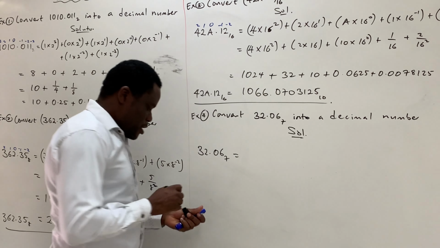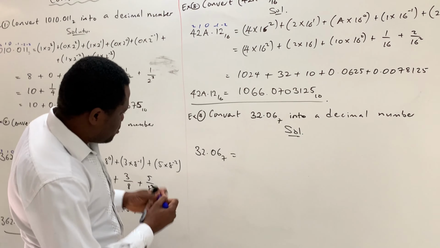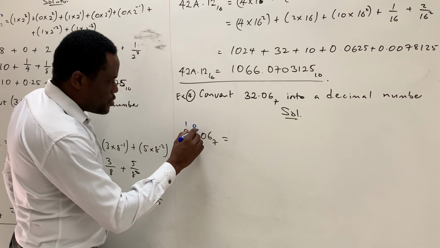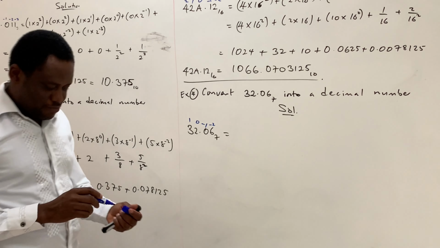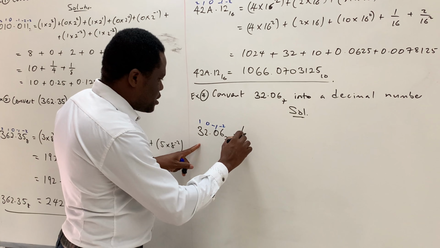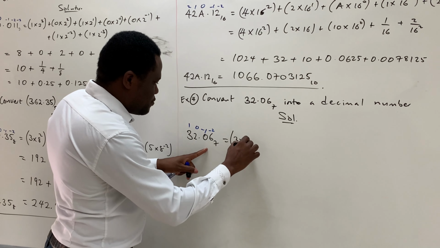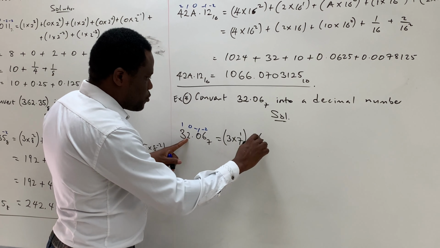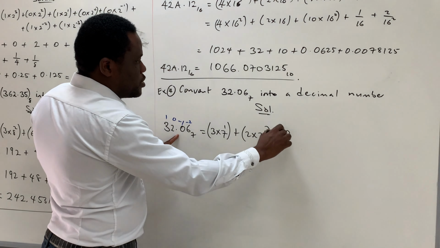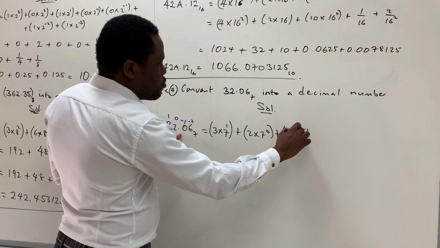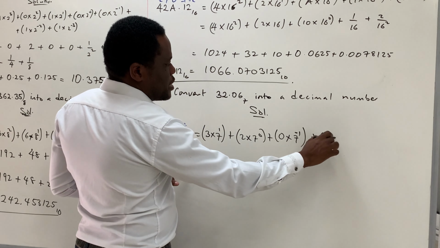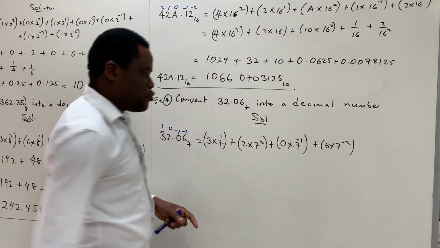So, number is first. Before the point, 0, 1. After the point, negative, negative. Right? So, now let's start. 32.06: 3 times 7 power of 1, 2 times 7 power of 0, 0 times 7 power of -1, and lastly, 6 times 7 power of -2.